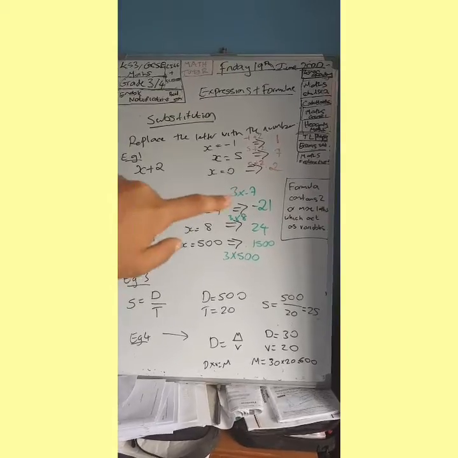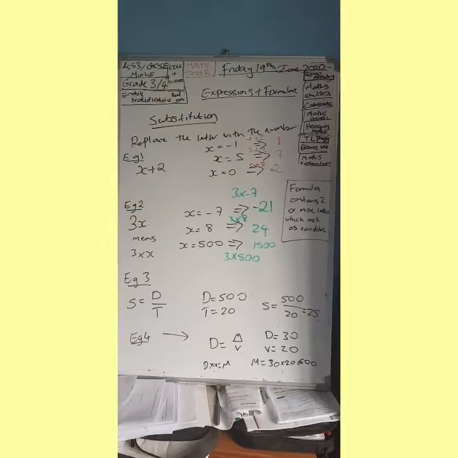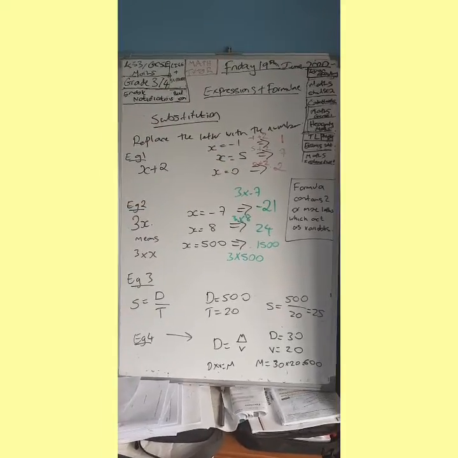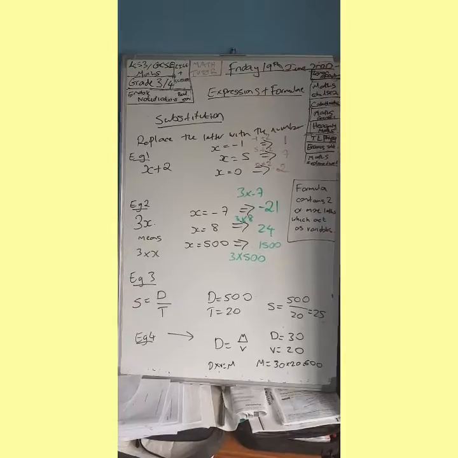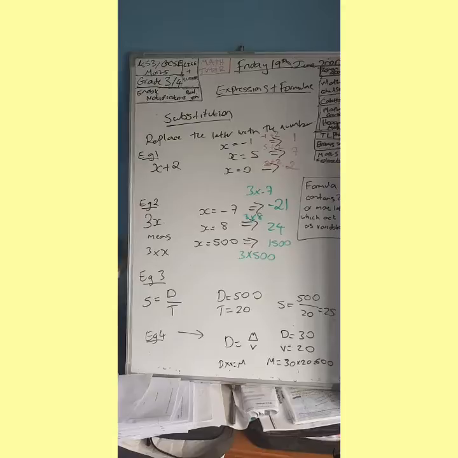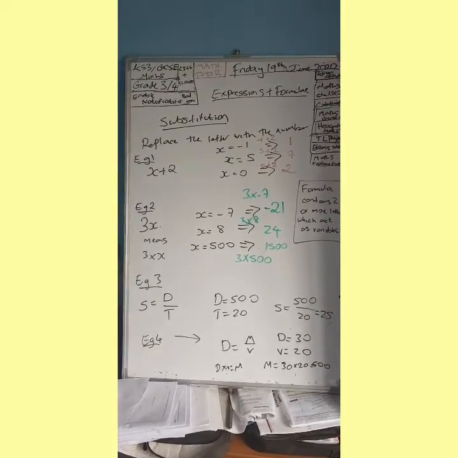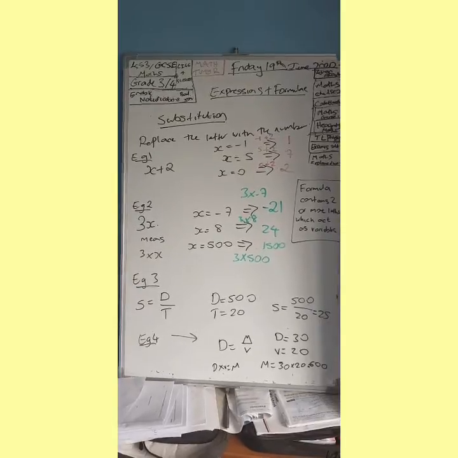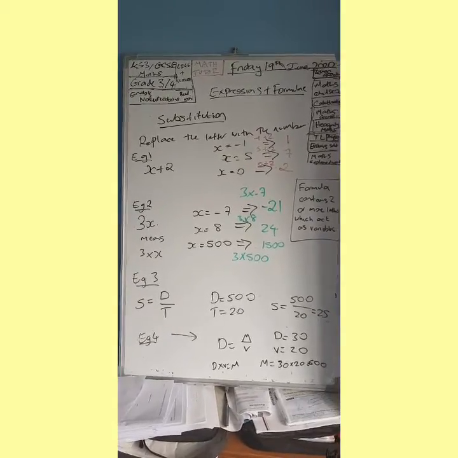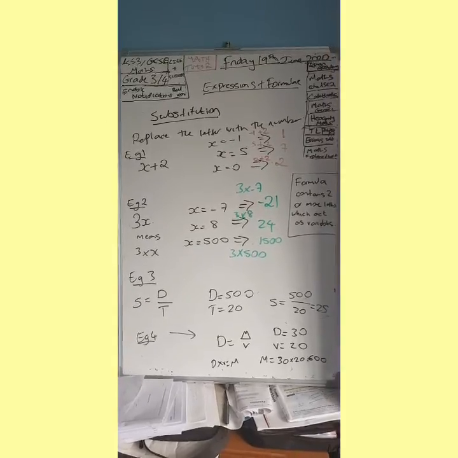So x equals minus 7 means 3 times minus 7, which is minus 21. So the value when x equals minus 7 is minus 21. When x equals 8, 3 times 8 gives me 24. When x equals 500, 3 times 500 gives me 1500. So that is how I work that out.